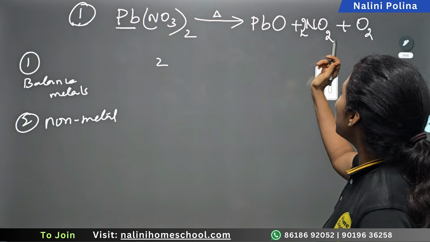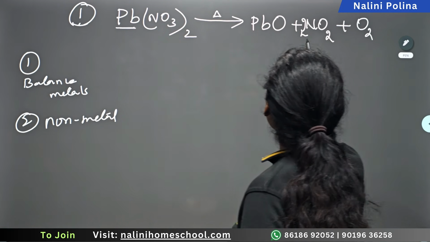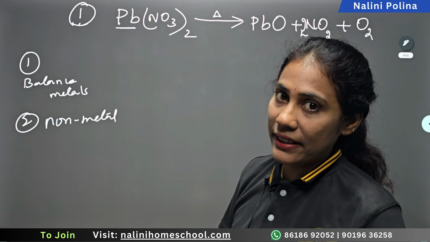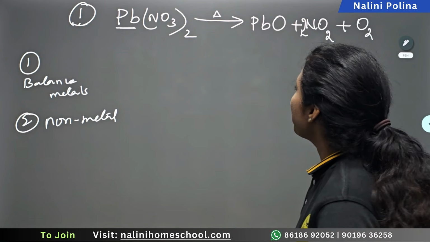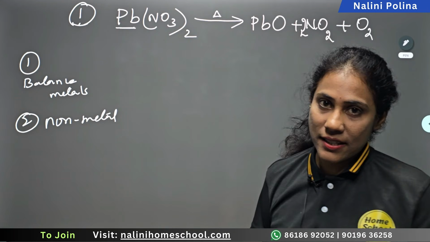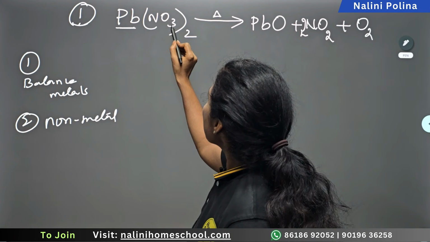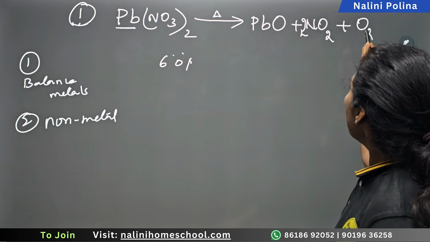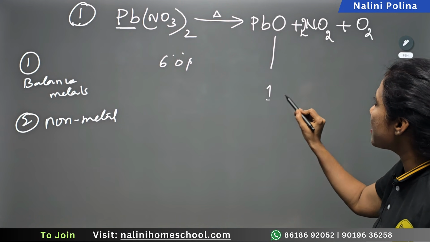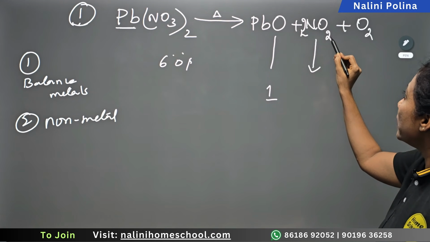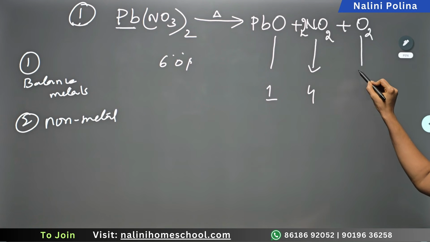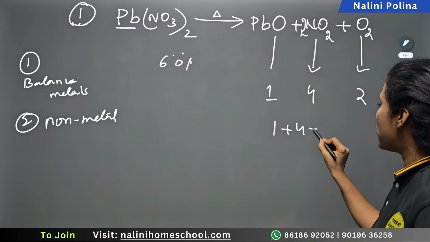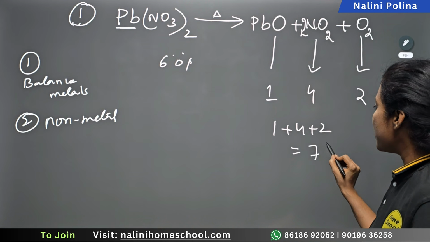The moment you have put 2, nitrogen is balanced, no doubt in that. Now you will look after oxygens. How many oxygens are there this side? 3 twos are 6 oxygens. And this side how many oxygens? This one is giving 1 oxygen, this one is giving 2 into 2, 4, and this one is giving 2 oxygens. So total how many oxygens? 1 plus 4 plus 2, that means 7 oxygens are there.